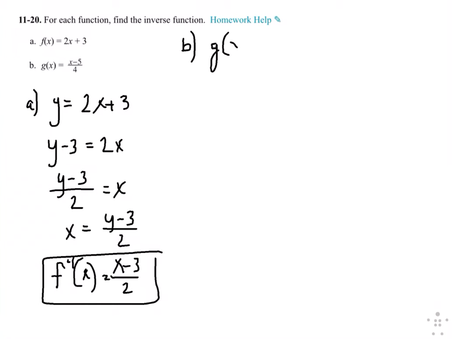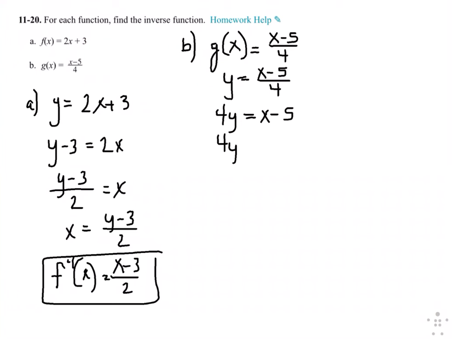We have g of x equals (x minus 5) over 4. I'm going to change it: y equals (x minus 5) over 4. So I need to solve for x, right? So I multiply both sides by 4. And then I add 5 to both sides. And then we rewrite it with x on the left, right?